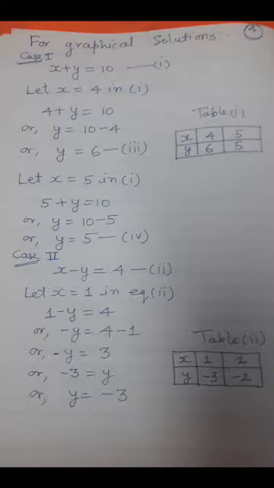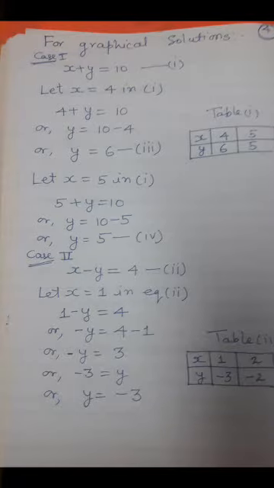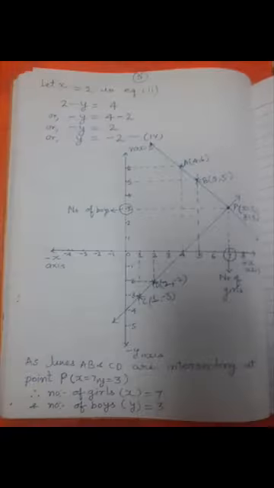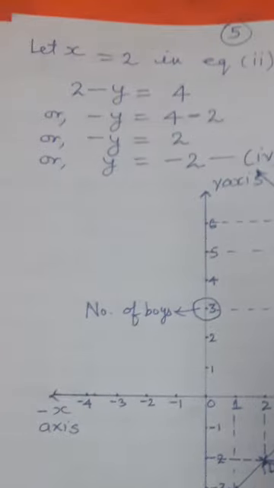Now after this we are coming to the second value of x. We have taken the value of x as 2. X is 2 in equation 2. So we are getting 2 minus y is equal to 4, or minus y is equal to 4 minus 2. This 2 which is on the left hand side, we have taken to the right hand side, so we have to place a minus before 2. Or minus y is equal to 4 minus 2. It is 2. Or y.